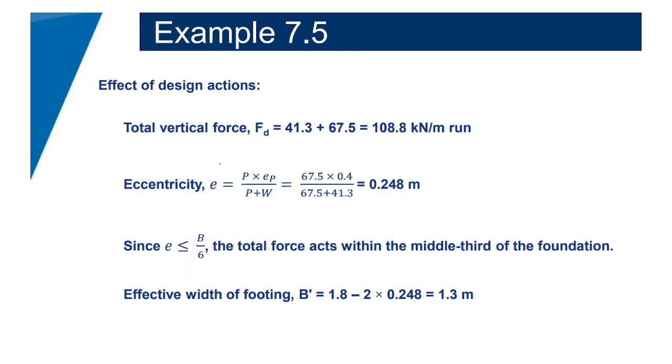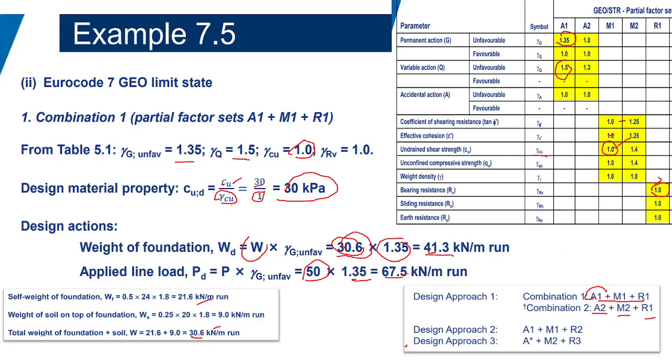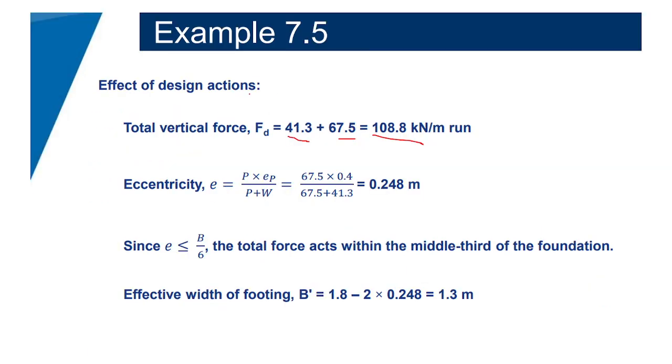Okay, so the total vertical forces, 41.3 and 67.5, are all factored already. This is 41.3, and this is 67.5. With this formula, you have the total P, which is 67.5, the eccentricity is 0.4, the eccentricity on the load on the footing, and then the load and the weight of the foundation, the footing. Using this formula, B minus 2E, where E is the eccentricity, it will give us 1.3.